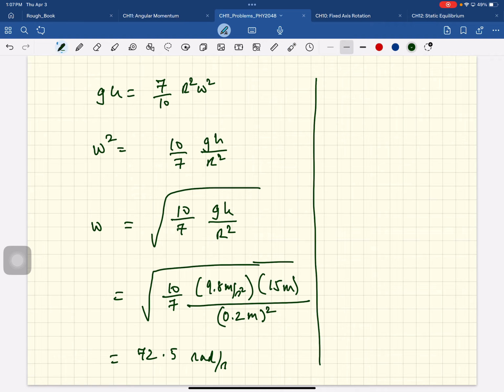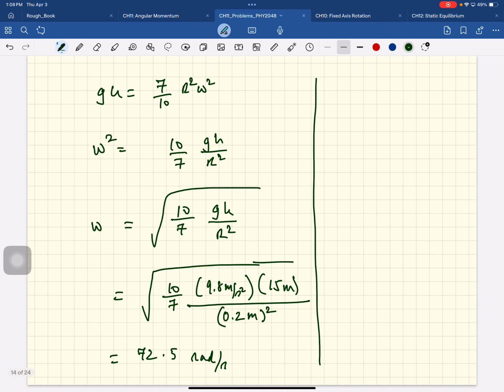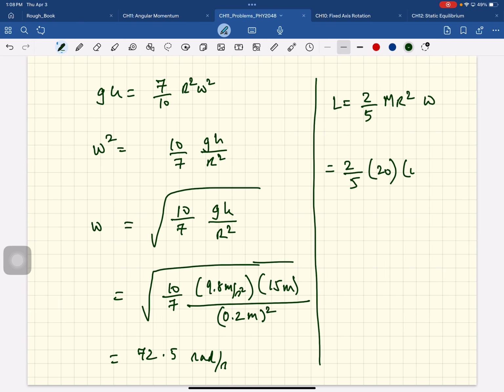And what is it that we wanted to find? We wanted to find the angular momentum. So we need to multiply that by I. Angular momentum is I times omega, where I is 2/5 mr squared. Should it be 0.02? The radius? No, 20 centimeters, 0.2 meters. Oh, okay. So you can put these in. The mass is 20 kgs, and then 0.2 meters square, and omega is 72.5 radians per second.